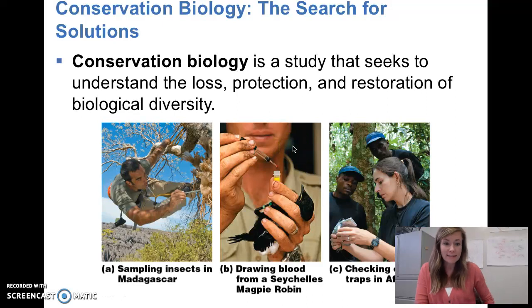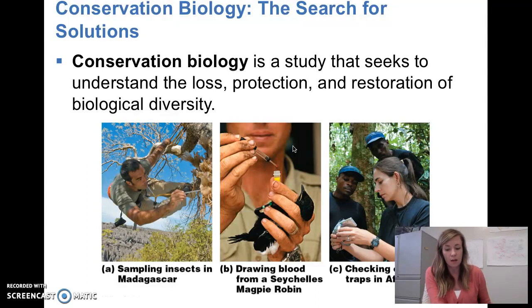Okay, so the last section in this chapter is about conservation biology. So we've talked about what is biodiversity, why is it important, and how we're losing it to extinction because of human impacts. So this chapter is what we're doing as humans now to conserve the biodiversity that still exists. By definition, conservation biology is a study that seeks to understand the loss, protection, and restoration of biological diversity.